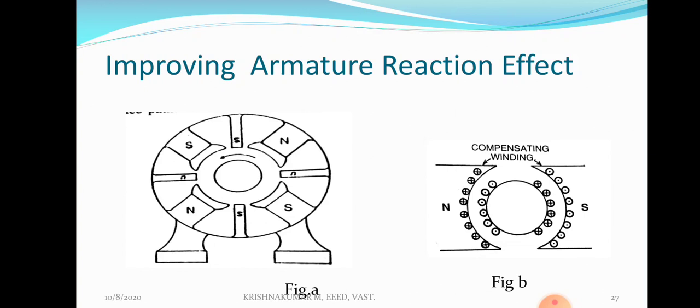And the third method is by shaping the brushes in such a way that we can avoid the unequal flux distribution, and thus we can reduce the effect of armature reaction. And the fourth method is by positioning the brushes in the magnetic neutral zone, we can avoid the sparking of brushes, and thus we can ensure good commutation or sparkless commutation. These are the different methods to reduce the effect of armature reaction. I think it is clear.